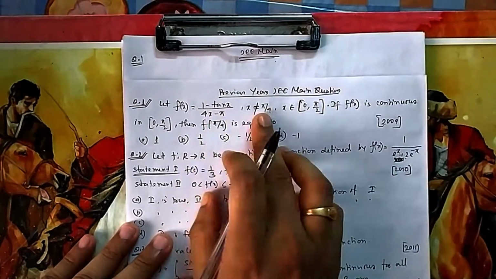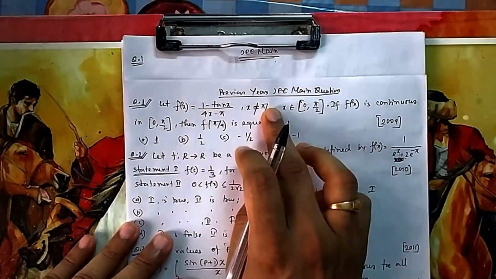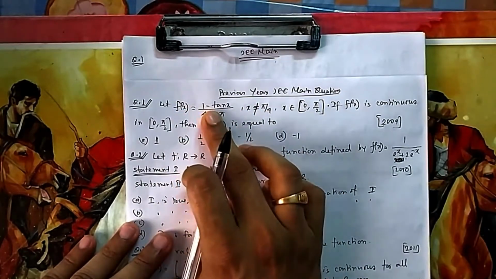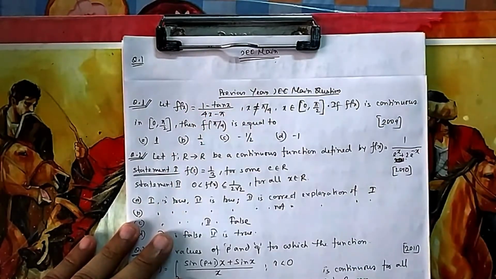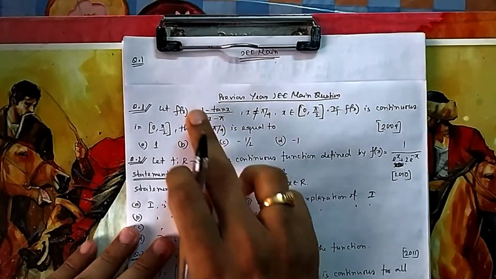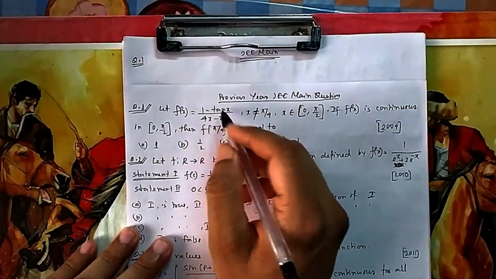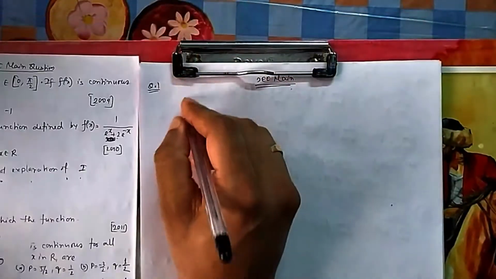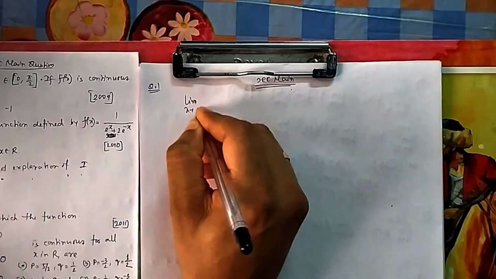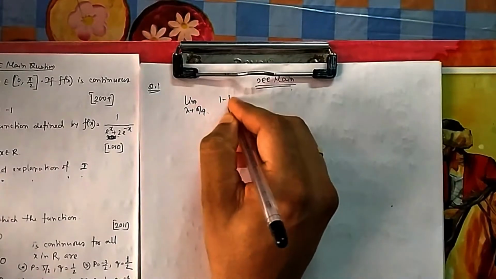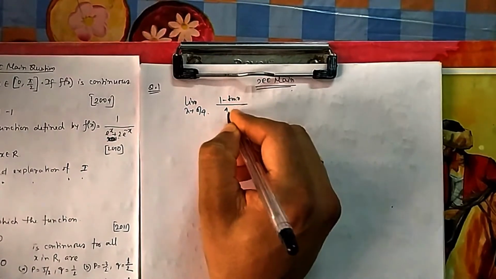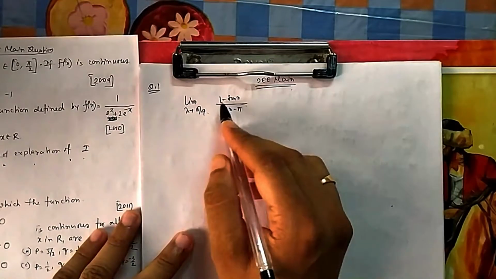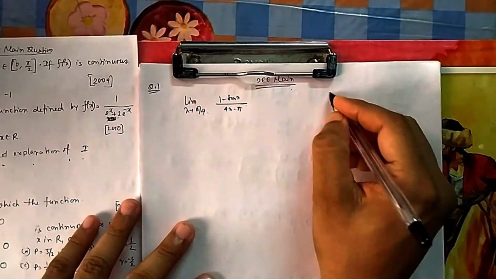We can make it continuous by defining f(x) at pi by 4, which is equal to the limit of f(x) as x tends to pi by 4. So if you want to find that limit, then I will define f(pi by 4) as the limit. If I directly put x equal to pi by 4, then what will happen? 1 minus tan(pi by 4) is 1 minus 1, which is 0. So it is 0 by 0 form.